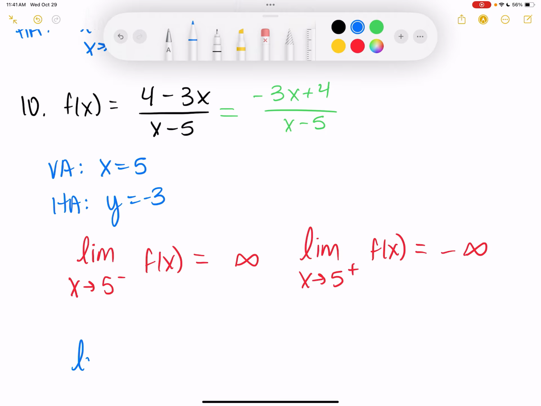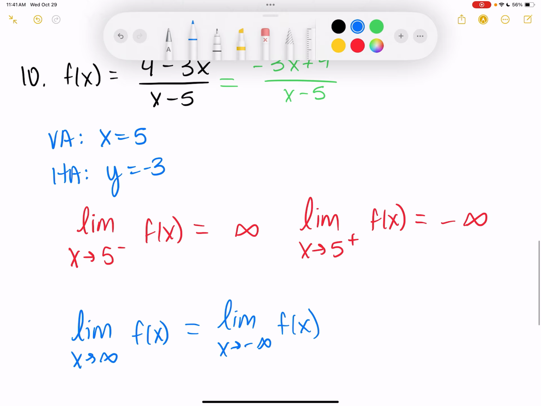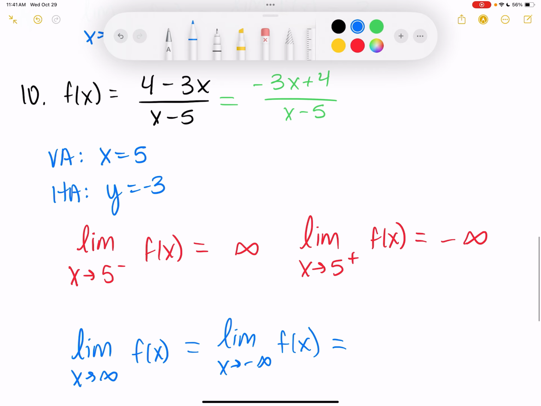All right, next, the limit as x approaches infinity of f of x is equal to the limit as x approaches negative infinity of f of x. So what happens when I plug in infinity for x? It's a big number like 500. What happens when I plug in negative 500? You get a fraction. Negative 3. So this is equal to negative 3.